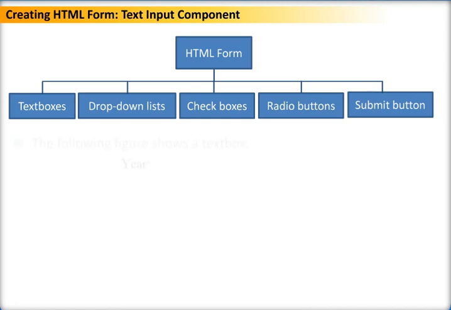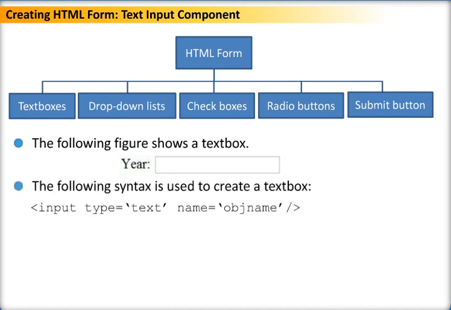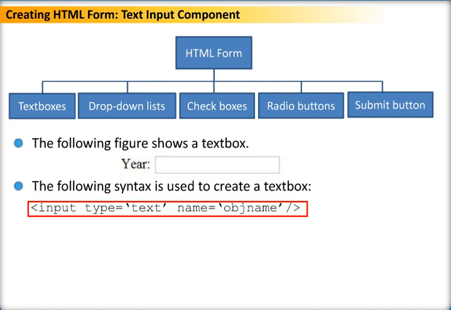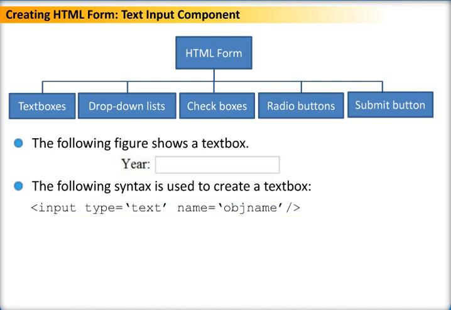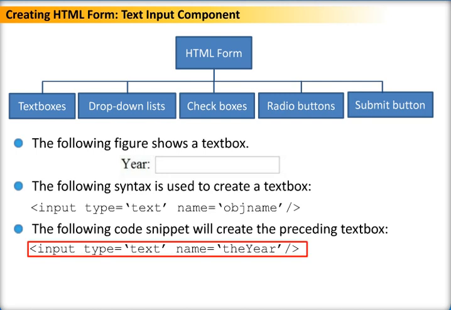Here, the displayed figure shows a text box that is used to take a year value as an input from the user. In the text box, a user must enter a single line of text. To create a text box, input tag is used, with the text type and the name attribute that specifies the text box name to refer as a parameter. The displayed HTML code snippet will create the preceding text box. Here, the name of the text box is given as the year.